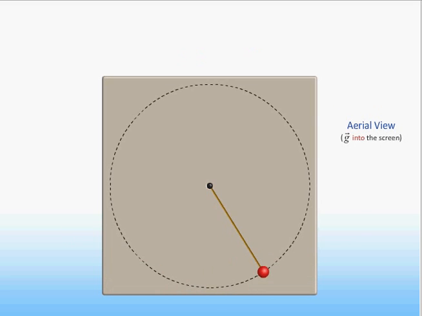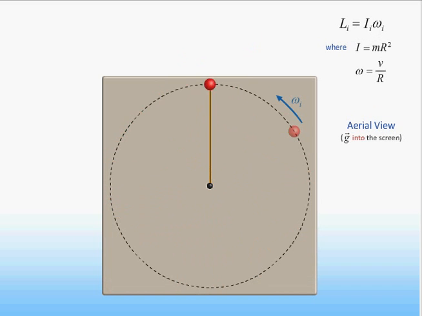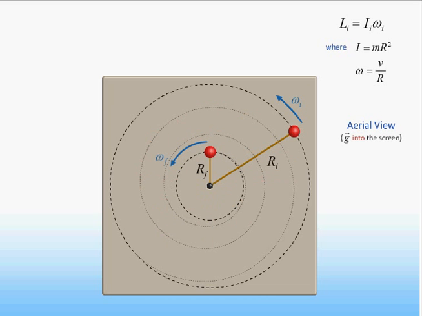Here we see a particle sliding without friction on a horizontal surface. The particle is constrained to move in a circle by a string. We can write the angular momentum of the particle about the rotation axis as the product of its moment of inertia and its angular velocity. We now turn on a little motor at the center of the circle that slowly winds in some string so that the radius of the circle is reduced from r to r sub f. How will the angular velocity change, if at all?